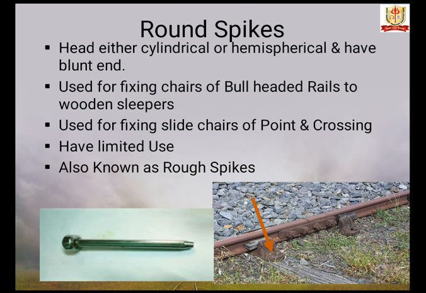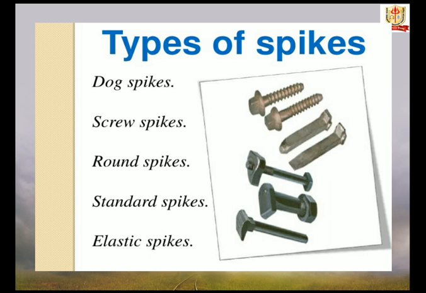Next is the round spike. The head is either cylindrical or hemispherical and has a blunt end. Used for fixing chairs or bull-headed rails to wooden sleepers. Used for fixing slide chairs of points and crossings. Have limited use. Also known as a rough spike. So these are the types of spikes: dog spikes, screw spikes, round spikes, standard spikes, and elastic spikes.